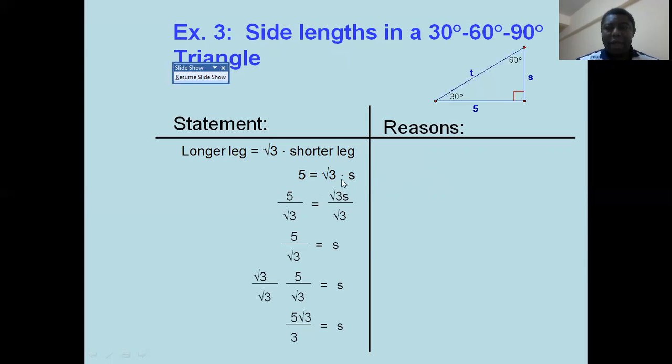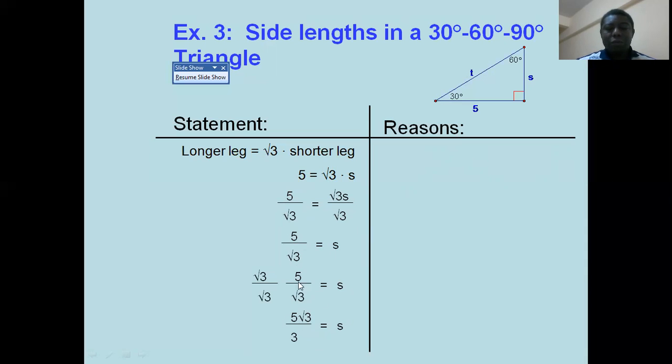Now we want to look for s. We want to get the value s. So what do we do to move the square root of 3 to the other side? We have to divide both sides by the square root of 3, such that this square root of 3 will cancel out with this square root of 3. And then we will be left with s all alone. Then s will be equal to 5 over square root of 3.